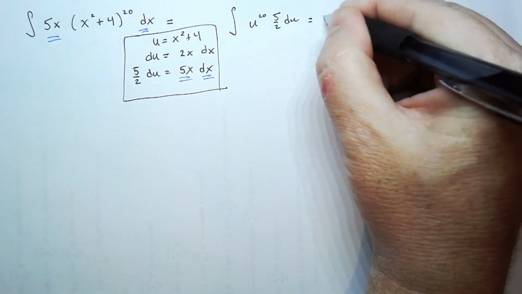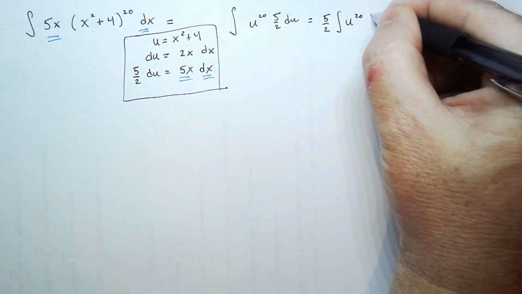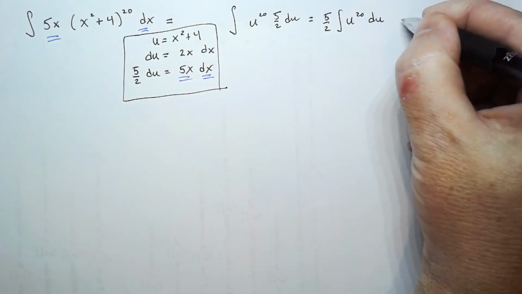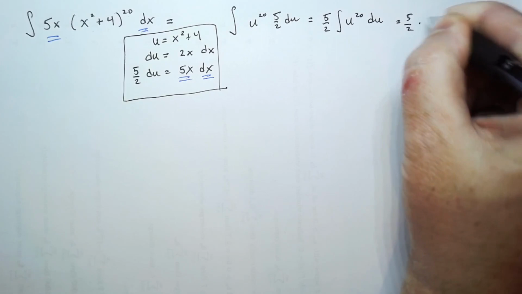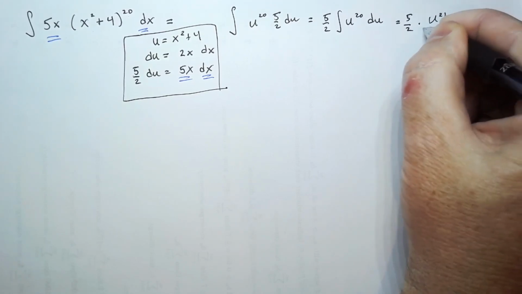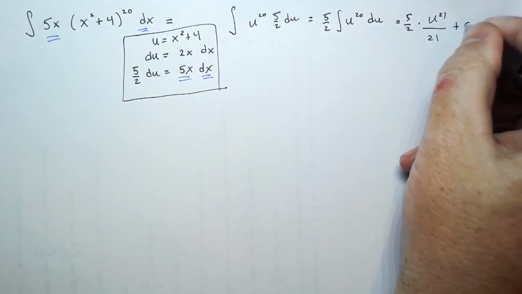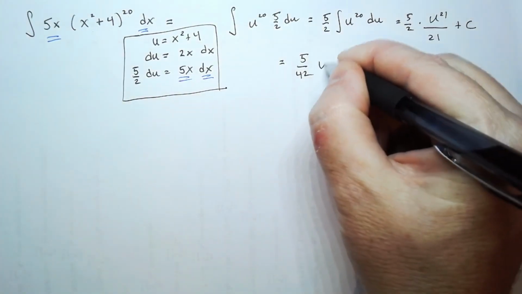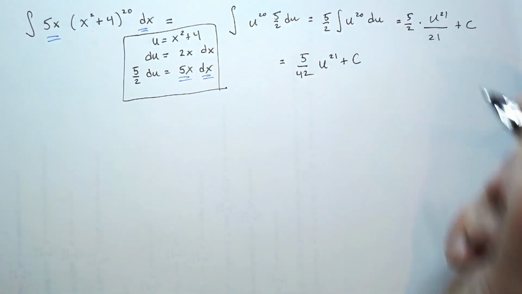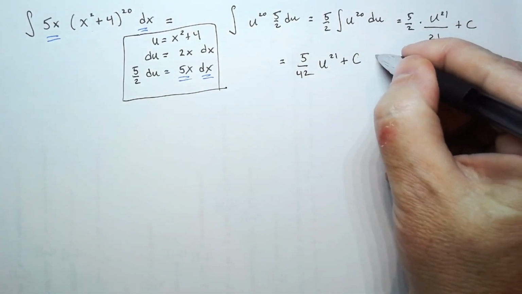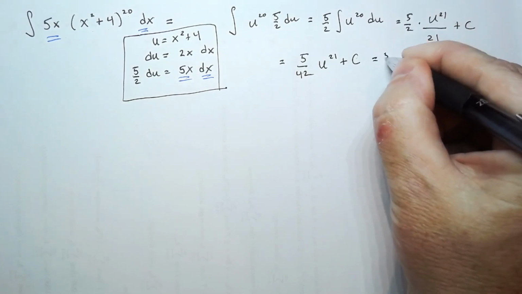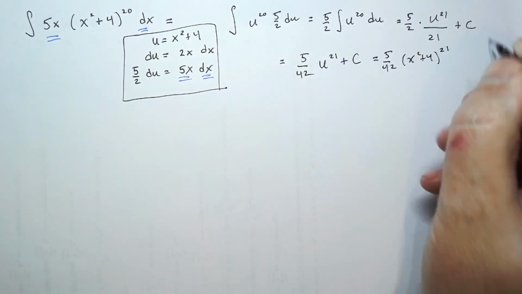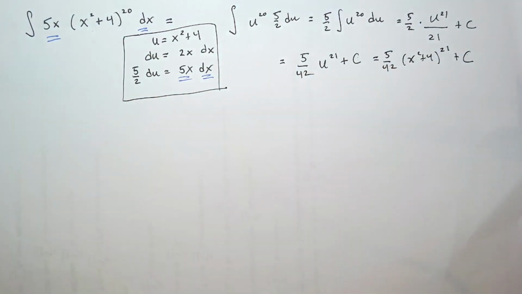If I want, I can bring the 5 halves outside of the integral, and I know an antiderivative for u to the 20th power. This is going to be 5 halves times u to the 21st power divided by 21 and then plus some constant. So we have 5 over 42 u to the 21st power plus c, but u was x squared plus 4. And we raise that to the 21st power, add on the plus c, and we have our answer.